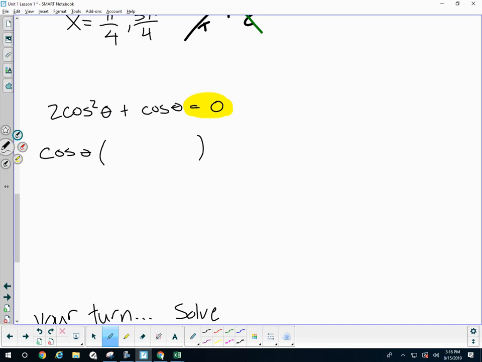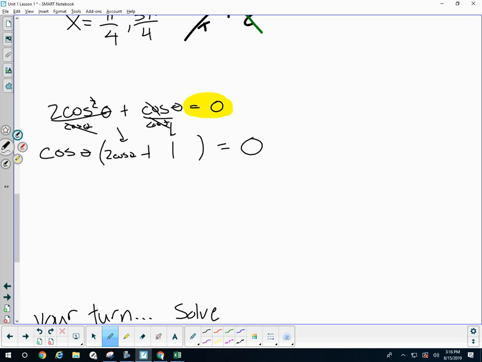And I'm going to factor out a cosine from both of these terms. Now, remember, factoring is just like dividing, unless we're factoring like a trinomial, then it looks a little different. If I divide out cosine theta from both of these terms, I'll have 2 cos theta left over from this term, because these cosines will cancel. And these will cancel, but it will leave us a 1.